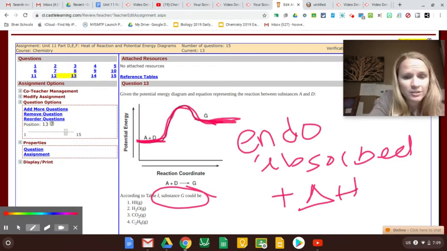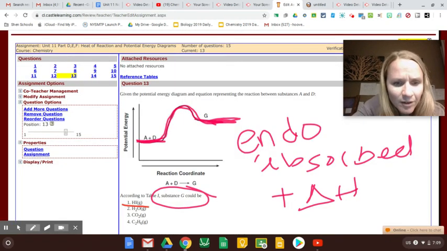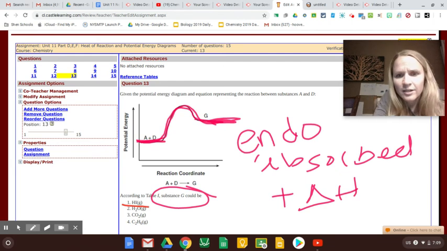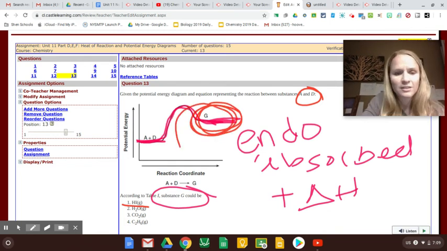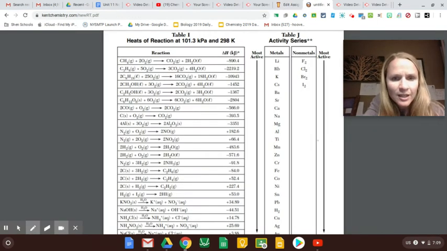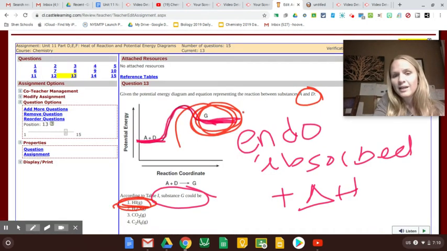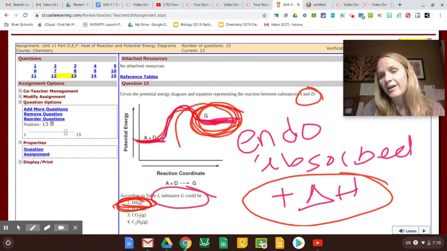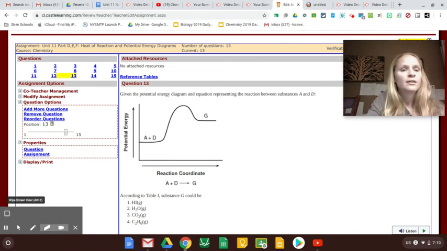So I just have to go check all these choices. So HI, do you have a positive delta H? What was this supposed to be? Given the potential energy diagram representing the reaction between A and D, substance G could be. Okay, so we're making this. So we're making HI. Is that a positive delta H when you make HI? There's making HI. Oop, it's a positive delta H. Good, I found the answer on the first try. All right, so the making of HI has a positive delta H. So this could be the graph for that because it goes up, so it's endothermic.